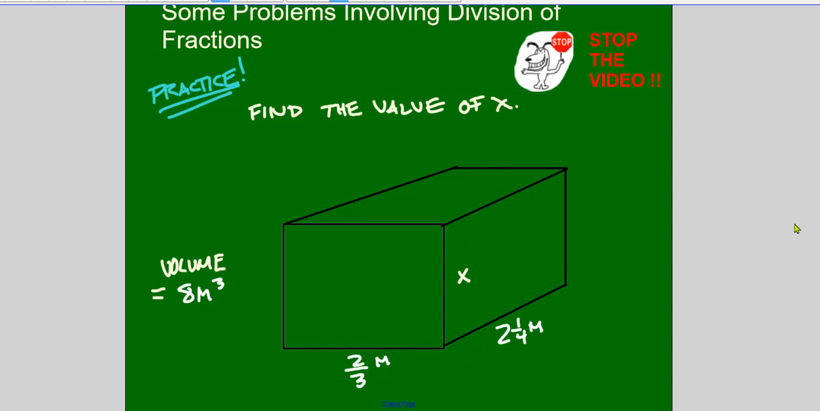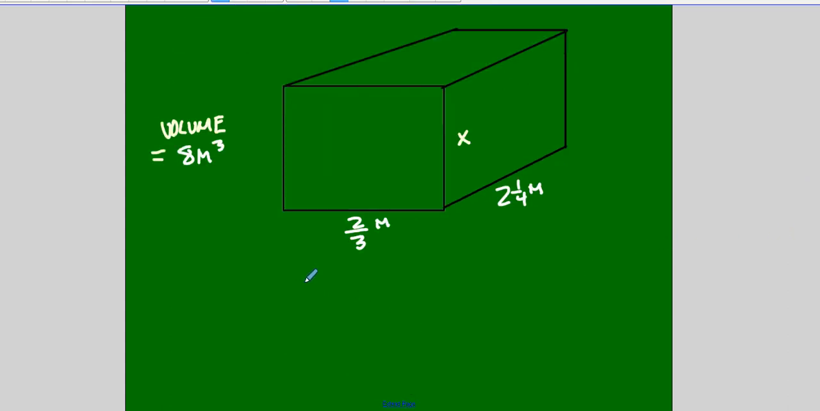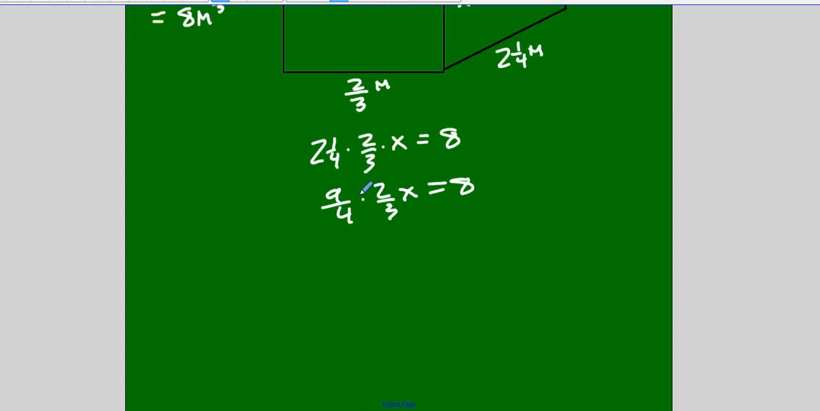Stop the video and see if you get what I did. Okay, so let's set an equation up here. This volume is length times width times height: 2 1/4 times 2/3 times x. That has to equal 8 cubic meters. So this is gonna be 2 times 4 plus 1 equals 9/4 times 2/3 times x equals 8. Here I can reduce this down quite a bit, because 9 and 3, that's 3 over 1. 2/4, I can divide 2 into both those, goes in once there, twice there. So that's just going to be 3/2 x equals 8.